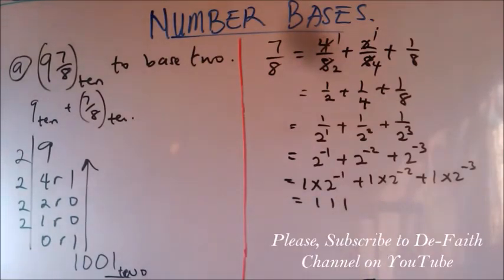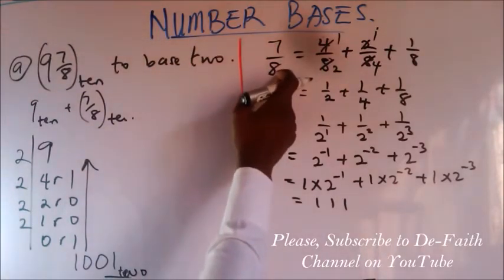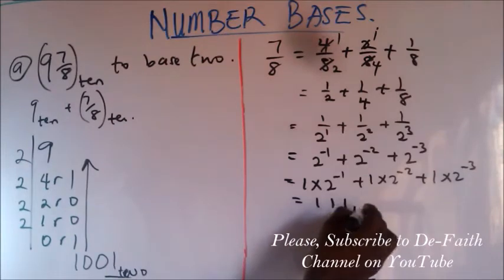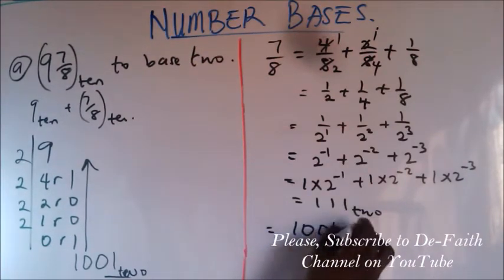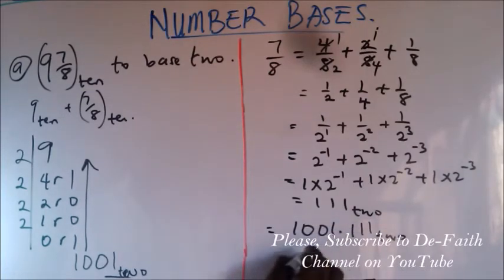Now we'll combine the 9 of the base 10, which was converted to base 2, with 7 over 8 of the base 10, which was converted to base 2. So we'll have it as 1001.111 base 2. This is our final answer.